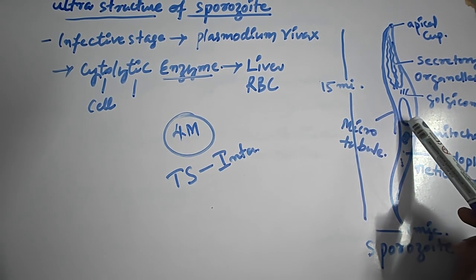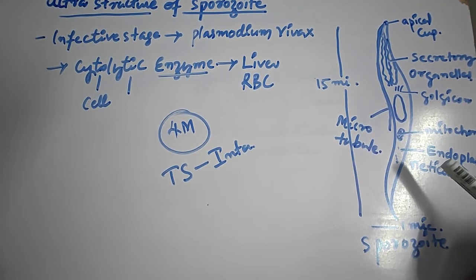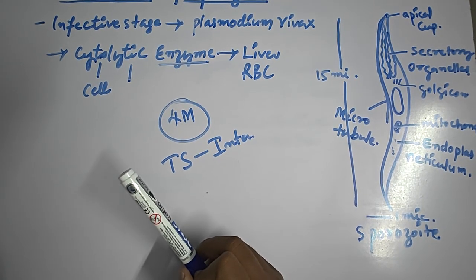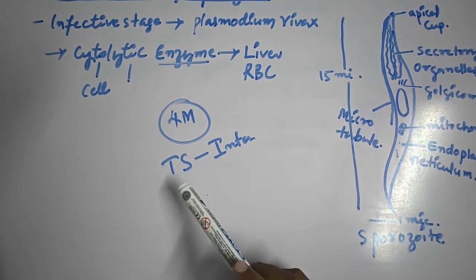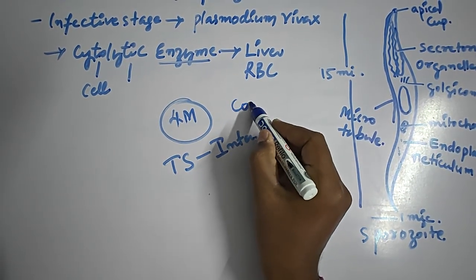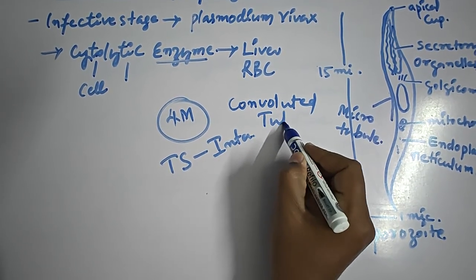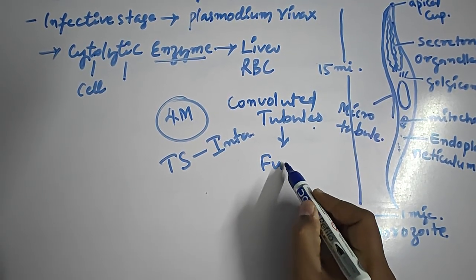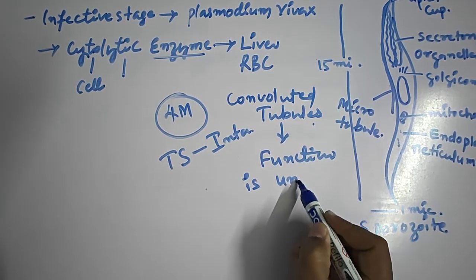In the same way, we observe the nucleus, Golgi complex, mitochondria, and endoplasmic reticulum. These are the different cell organelles present inside, and it is covered with a pellicle layer called the microtubule. It also contains a lot of convoluted tubules inside the cytoplasm, but their function is unknown.